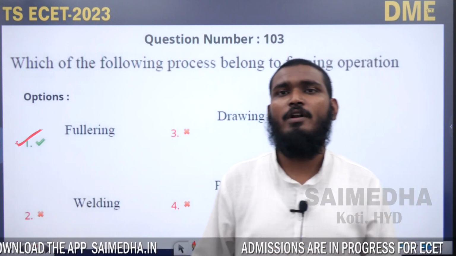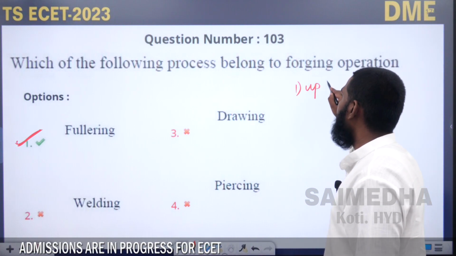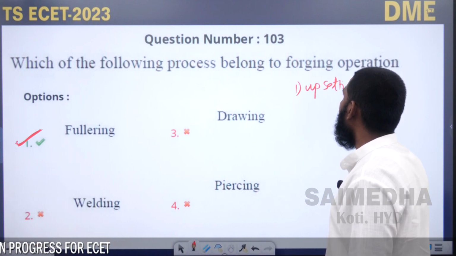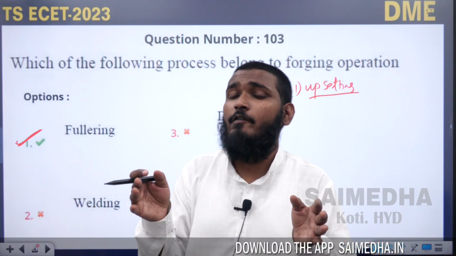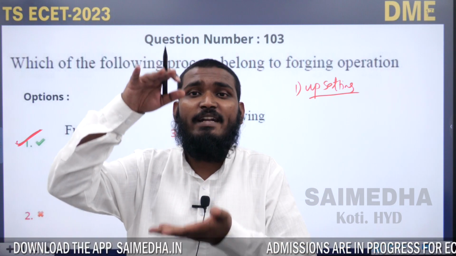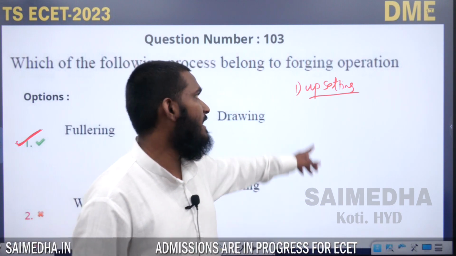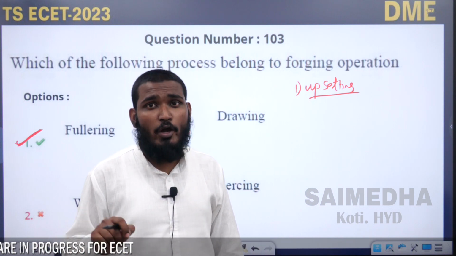Setting down, or else we can call it what? Setting down. What is the meaning of upsetting? Means whenever we want to increase the cross sectional area and there will be a reduction in the length, then we are calling it upsetting.